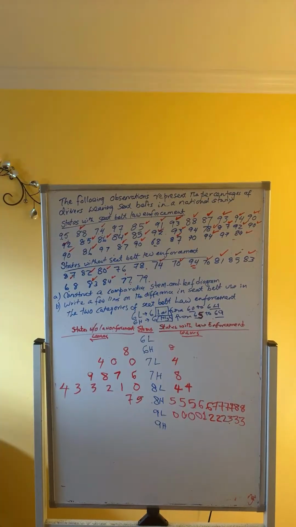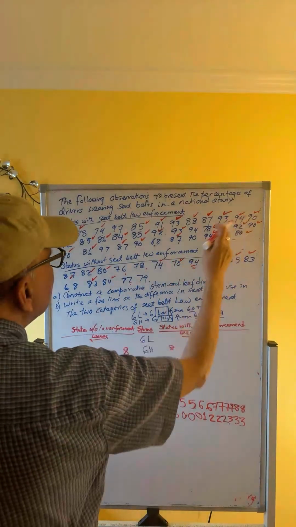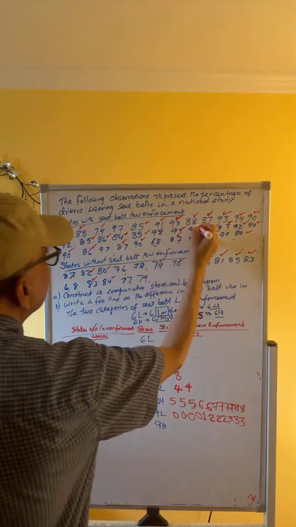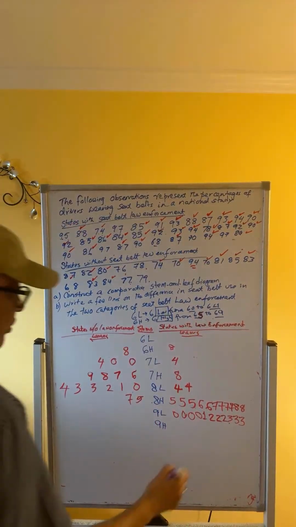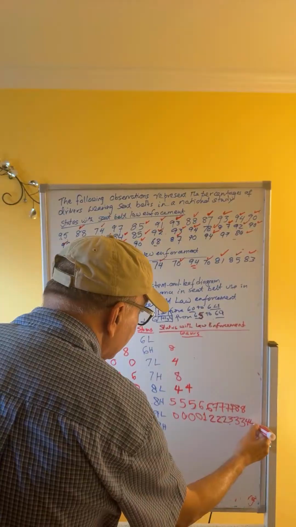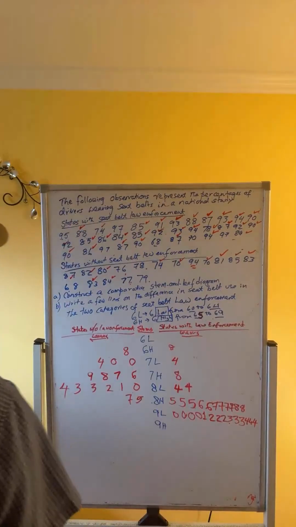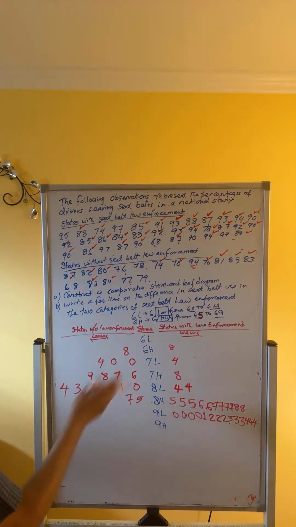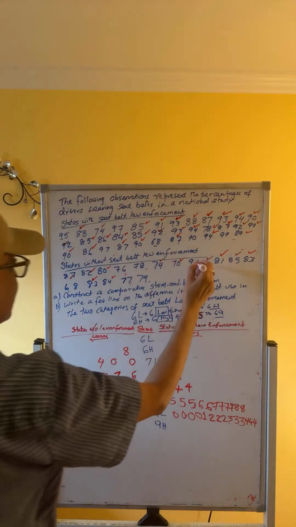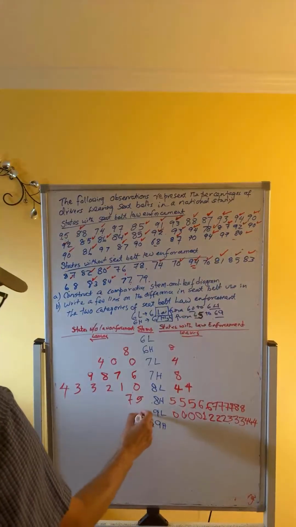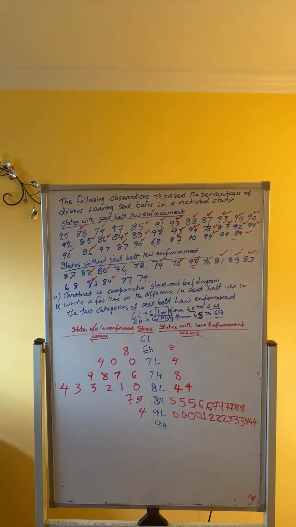Is there one more 94? That is the question. So let's look carefully. 1 over here, 1 over here. Yeah, in the second row there is a 94. So 3 94s. Any more 94s? No. Okay, so let's look at the states without seat belt enforcement. Is there any number in the 90s? Yes, there is a 94. So we entered this 94 over here.